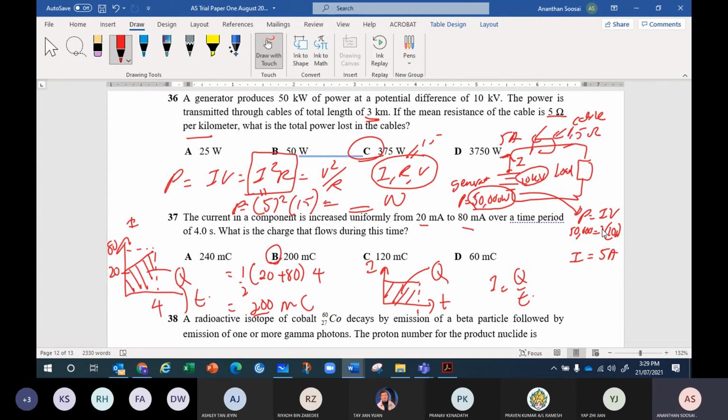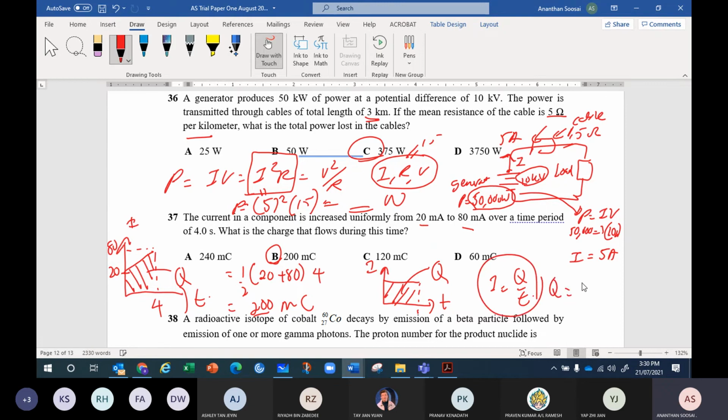You got B, yeah? So you got the idea? When the current changes, draw the graph. The area in the graph is the charge. Or you can take another method: the average current. 20 plus 80 divided by 2, so the average current is 50. So then you can use this formula too.